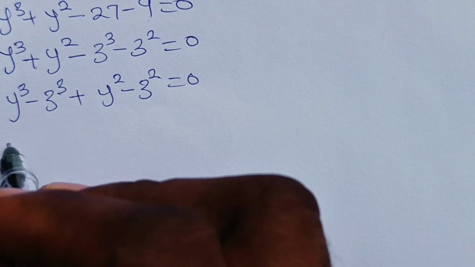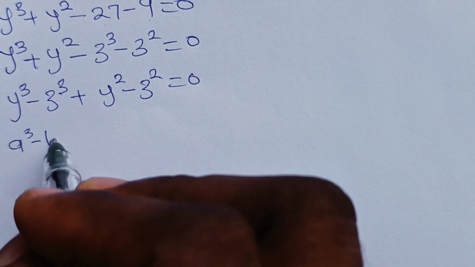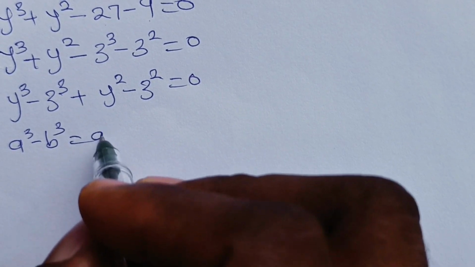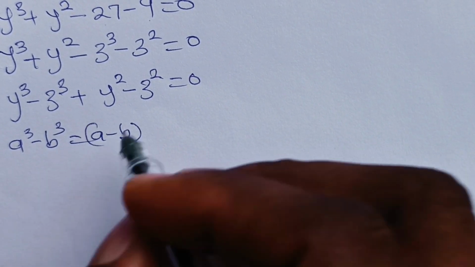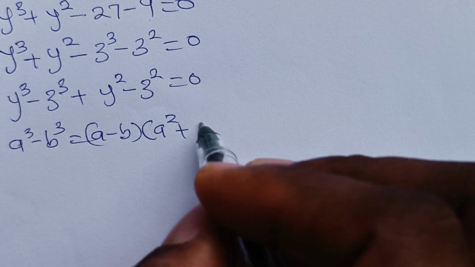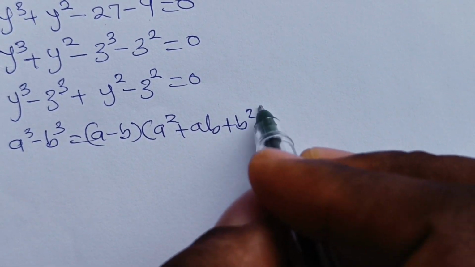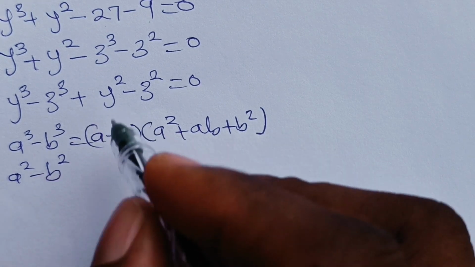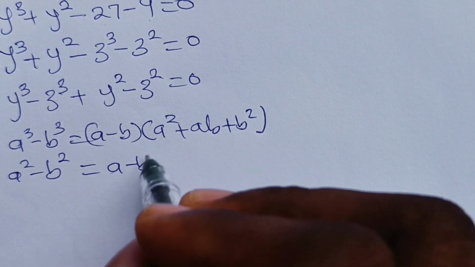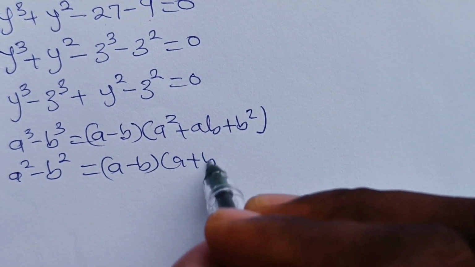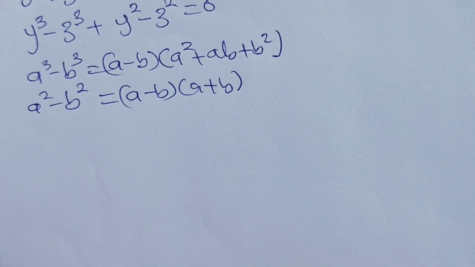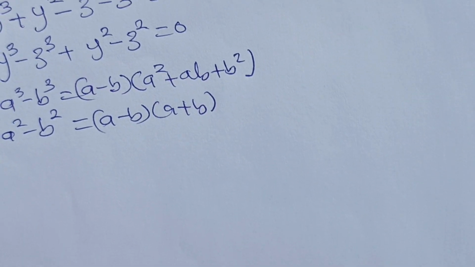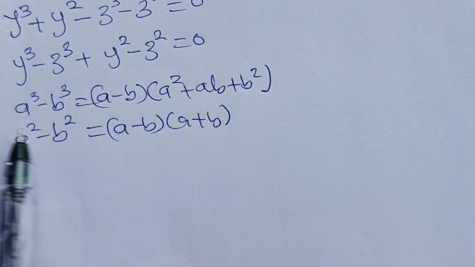Now recall that a to the power of 3 minus b to the power of 3 is equal to a minus b multiplied by a squared plus ab plus b squared. Okay, also a squared minus b squared is equal to a minus b multiplied by a plus b. So we are going to express all these in terms of these identities.